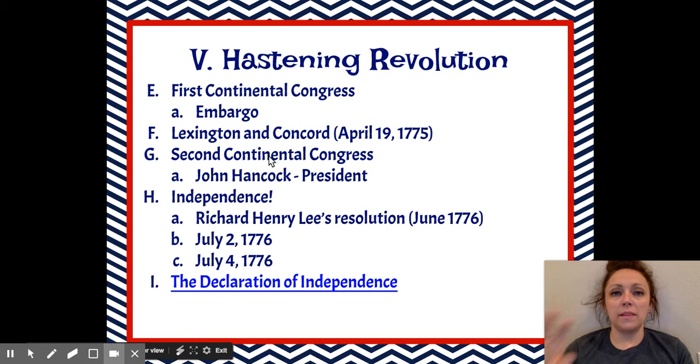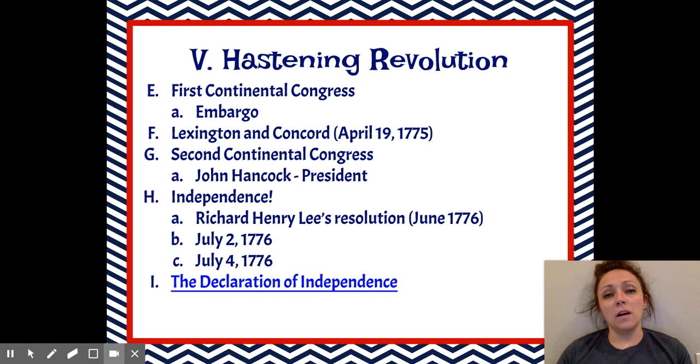So after we've got these battles kind of brewing in the northeastern part of the United States, the founders meet once again. Representatives from almost all of the colonies meet again, and they decide, you know what, we're going to take on the power or the role of a central government. Okay, so they're providing weapons and they're providing currency, and they also named John Hancock to be the president of the Second Continental Congress.